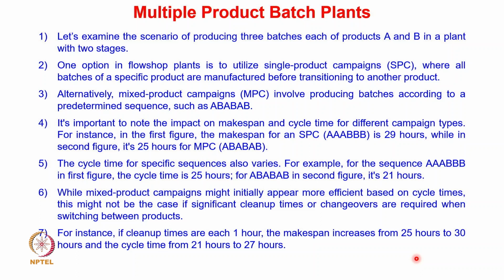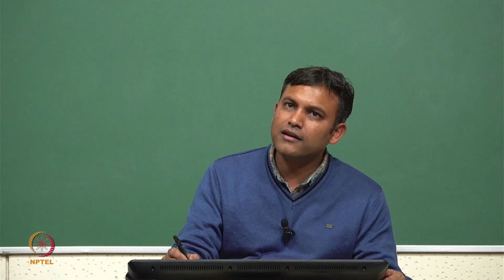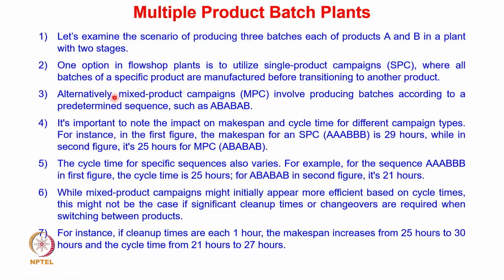If we analyze these two figures carefully, you can see that producing 3 batches each of product A and B in a plant with 2 stages, one option in a flowshop plant is to utilize a single product campaign, that is, product A should be completed first, and then product B should be completed. So all the batches of A are first completed, and then all the batches of B are completed. The alternative is mixed product campaigns, which involve producing batches according to a predetermined sequence such as AB, AB, AB.